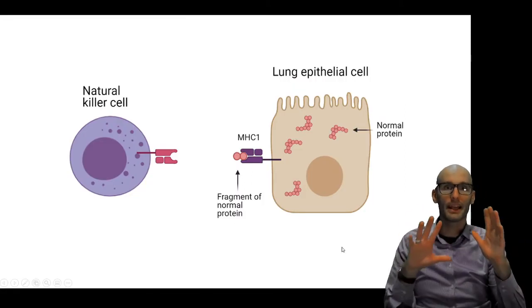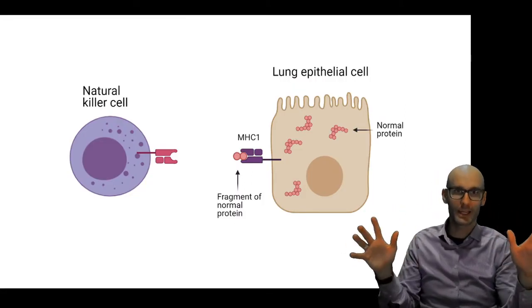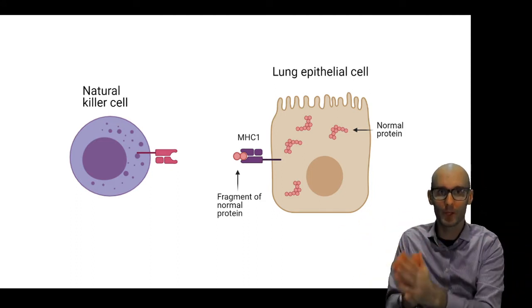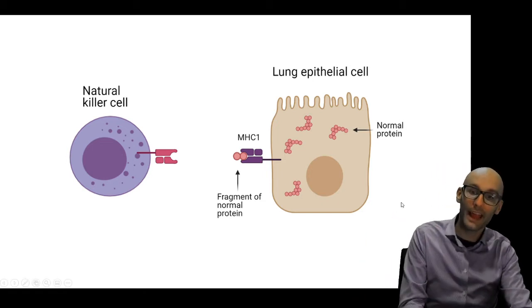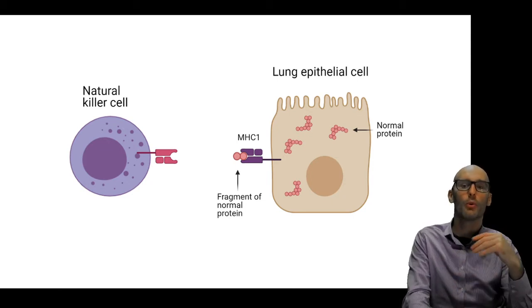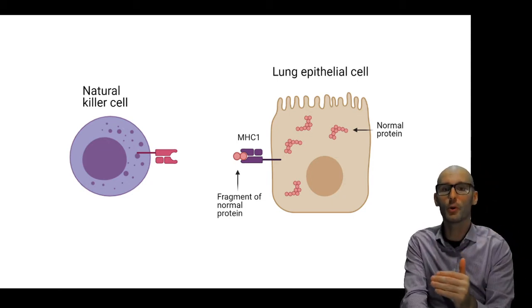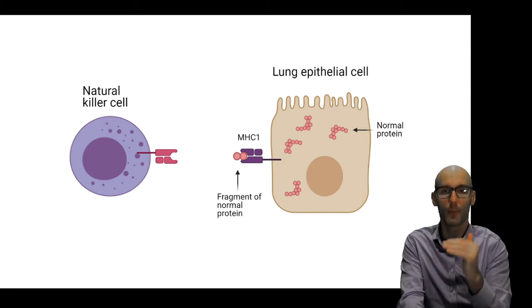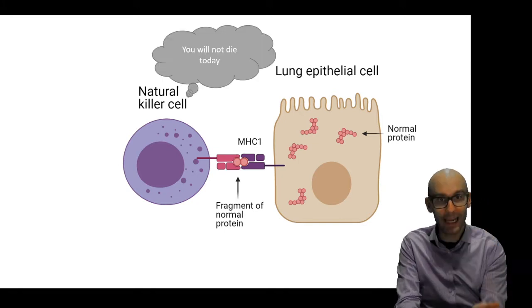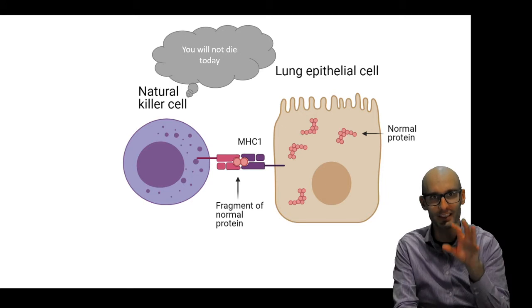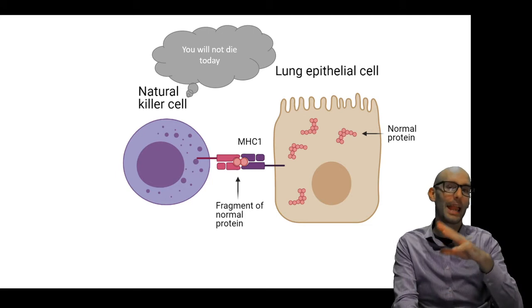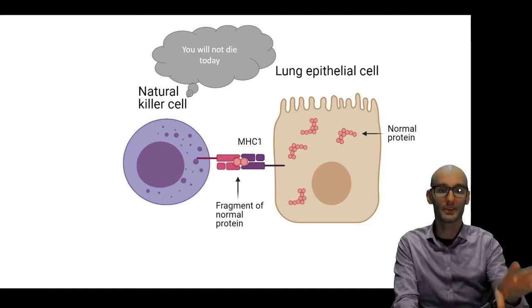Now, when I want to talk about a cytotoxic T cell, I always want to talk about natural killer cells, which I've already covered in a previous video. Natural killer cells are an innate immune cell that contains granules, and they too bind to the MHC1 molecule. So here we have a lung epithelial cell with a normal protein and a fragment of that normal protein displayed on the MHC1 molecule. The natural killer cell will come and bind to it, and it will recognize it, because a natural killer cell is designed to recognize self-antigens. So if it does recognize it, it will not kill the cell.